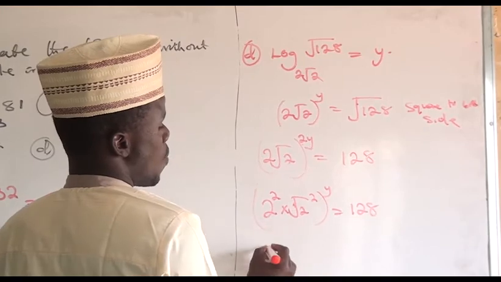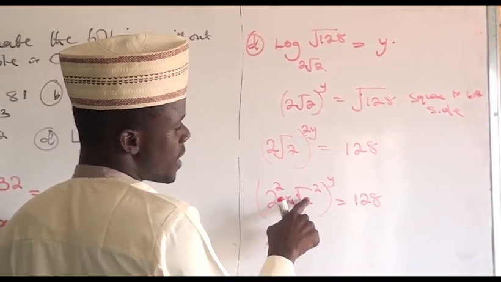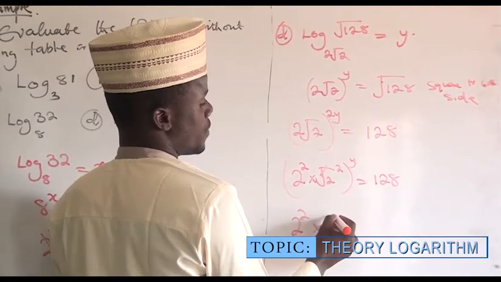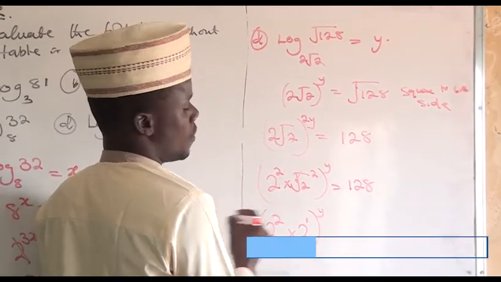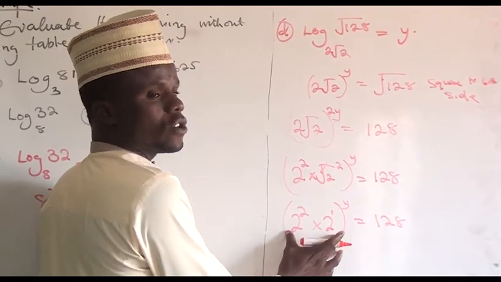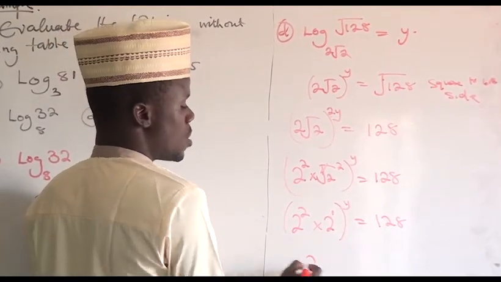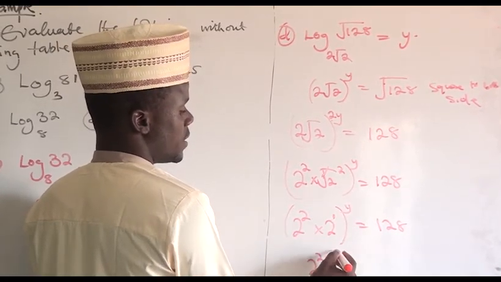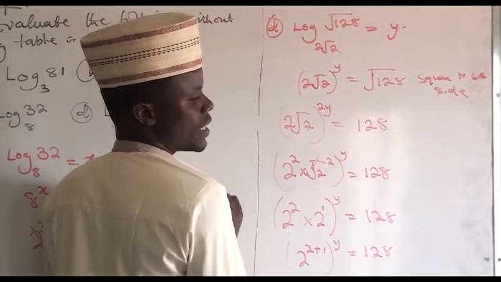So here we can say 2 to the power of 2, then times, here this 2 will go with this root, so the remainder is 2 to the power of 1. Then we say to the power of y equals 128. According to the first law of indices, here is 2, here is 2, they have the same base. So we say 2 to the power of 2 plus 1, then all to the power of y equals 128.